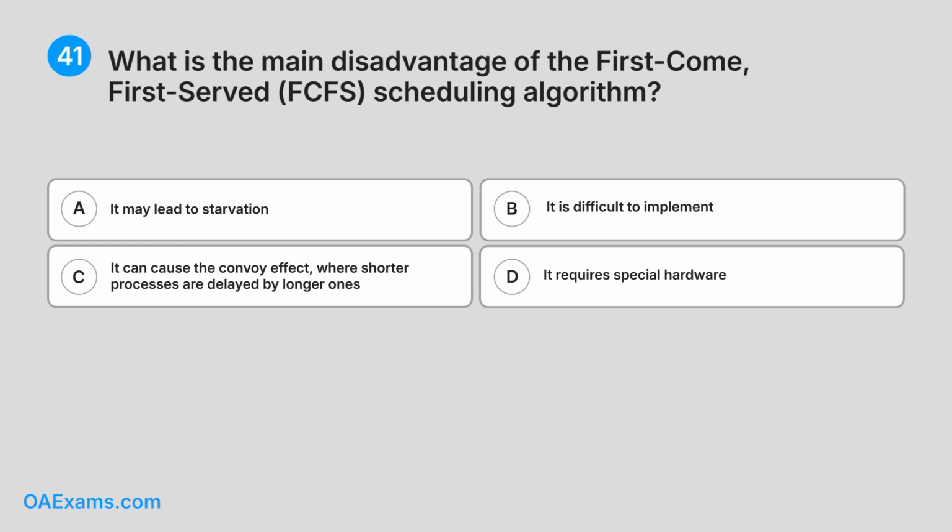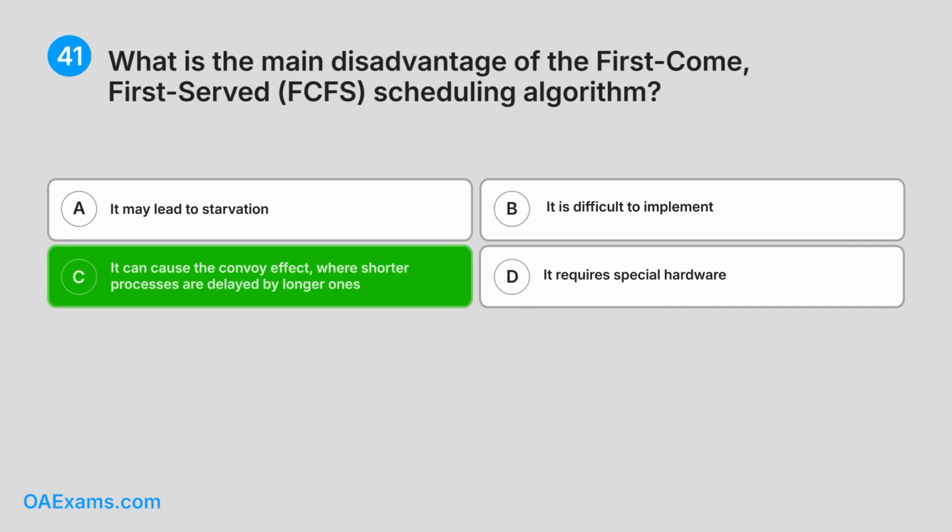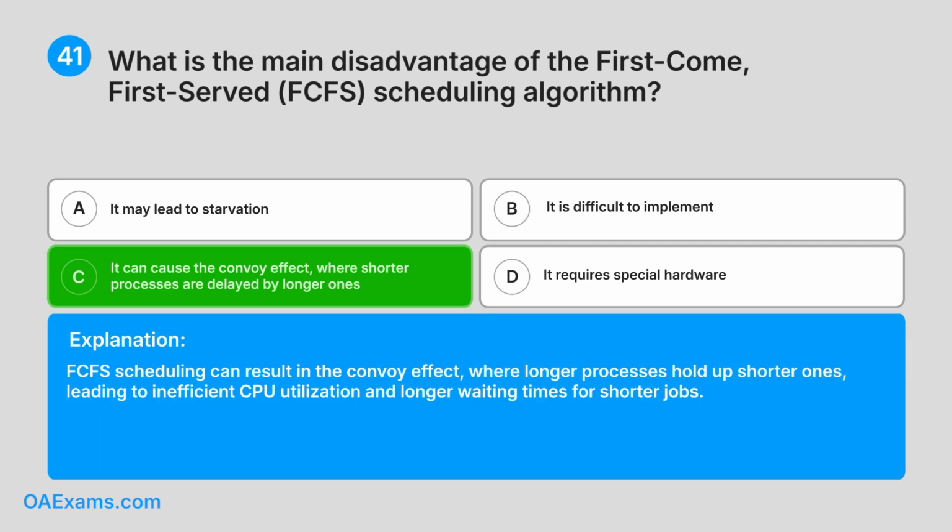Correct answer. C. It can cause the convoy effect, where shorter processes are delayed by longer ones. Explanation: FCFS scheduling can result in the convoy effect, where longer processes hold up shorter ones, leading to inefficient CPU utilization and longer waiting times for shorter jobs.